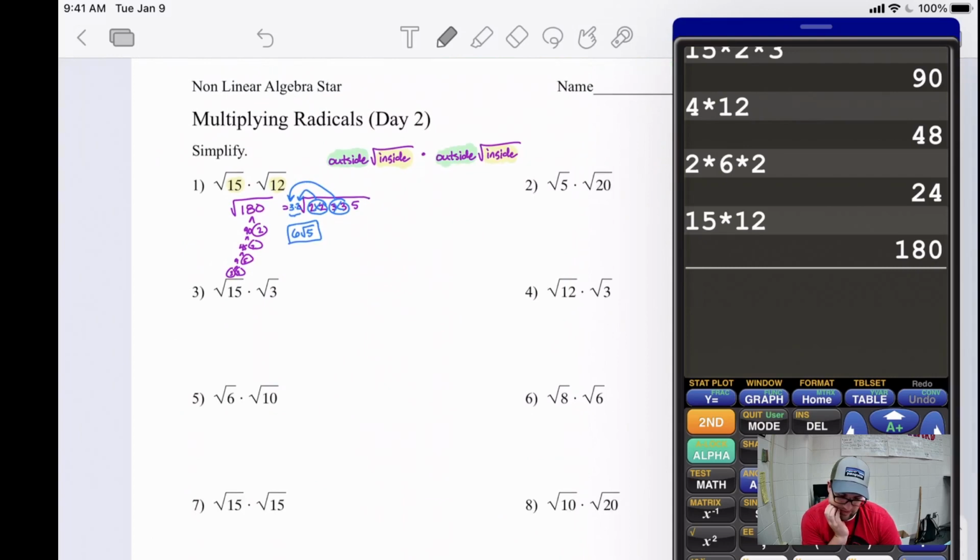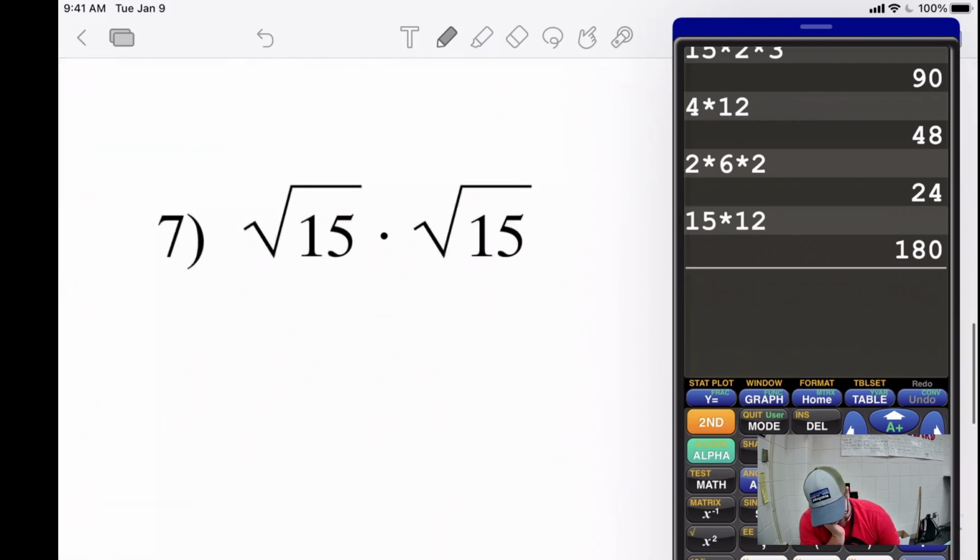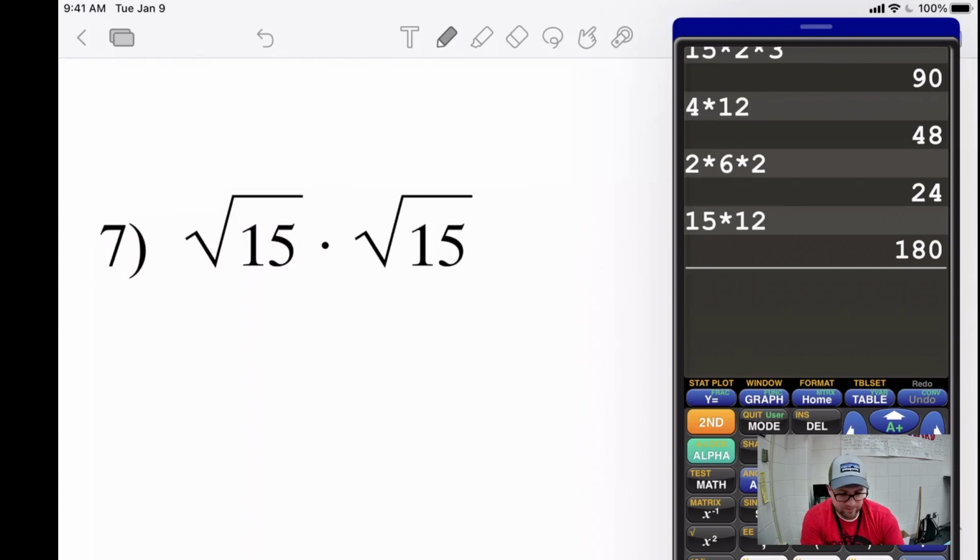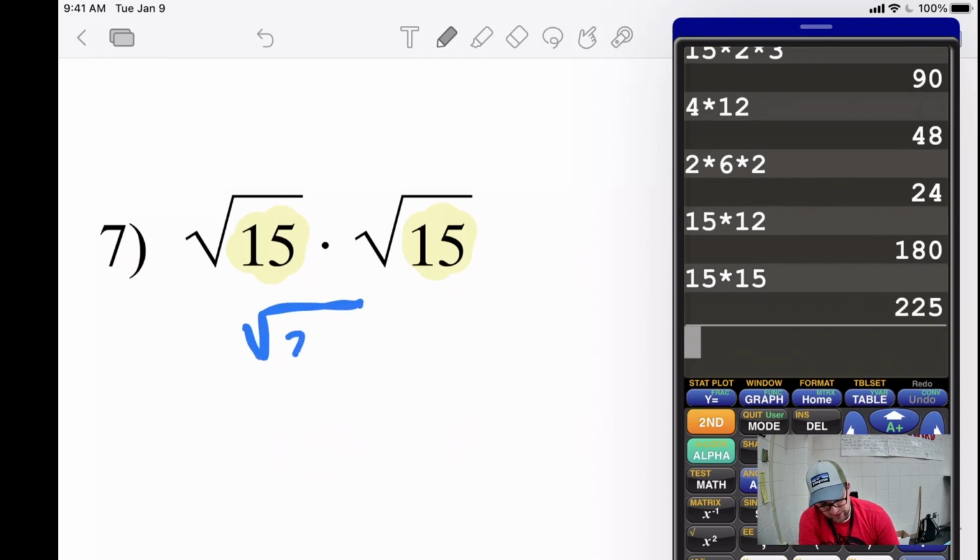How about number 7? Let's do 7. So when I come over here, again, these are the like parts. They're both the inside numbers. So let's multiply them together, and they're going to give us our inside. 15 times 15 is 225. This is the new part. After this, everything else is review, because you know how to simplify these.